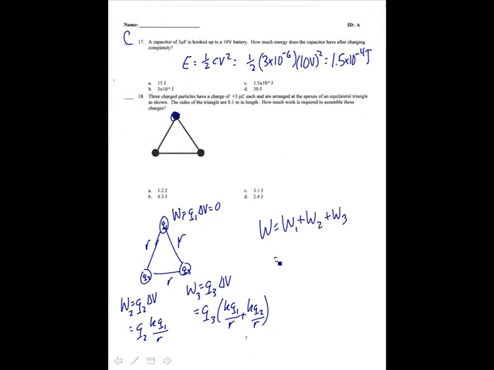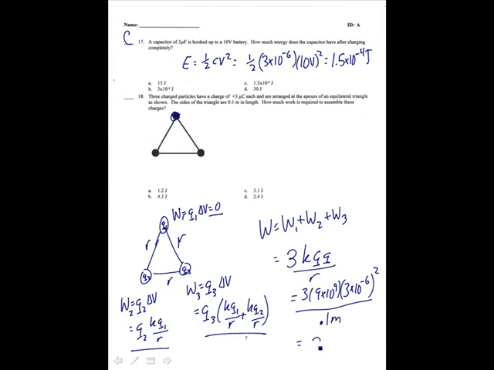Alright, because the Q's are all the same and the R's are all the same, I can add up these 3 values, and it's just 3K QQ over R, because Q1 is equal to Q2 is equal to Q3. If I put in those values, that's 3 times 9 times 10 to the 9th, times 3 times 10 to the minus 6 squared because the two Q's are the same, over R, which is 0.1 meters. That gives me a work of 2.4 joules. So that's the answer, which is D.